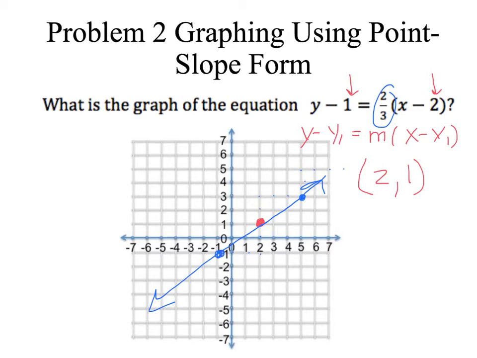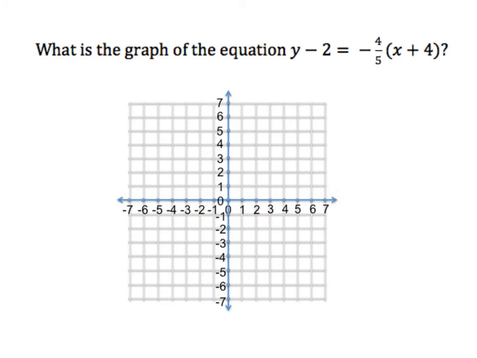So in those situations, sometimes it's easier to use point slope form so that you don't have to start at a decimal and then try and do rise over run from a decimal. Okay, let's do another one of those. So what is the graph of this equation? So y minus 2 equals negative 4 over 5, and then in parentheses x plus 4.